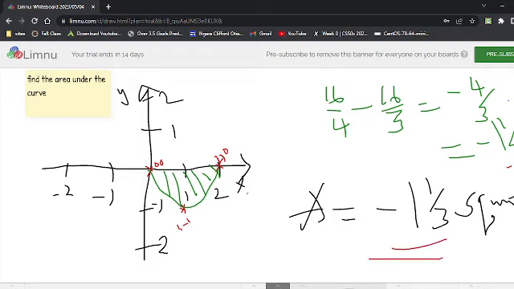Now just a minute. This negative here accounts for the area below the x-axis. That's why we have the negative value here.